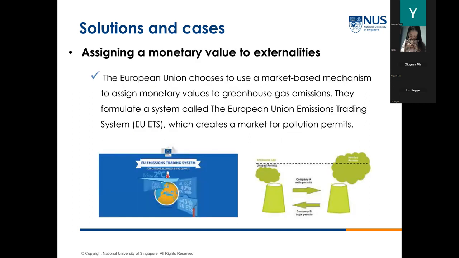When it comes to assigning monetary value, the European Union chooses to use a market-based mechanism to assign monetary values to greenhouse gas emissions. They formulate a system called the European Union Emissions Trading System, EU ETS, which creates a market for pollution permits. The EU ETS covers energy-intensive sectors and sets a cap on the total emissions allowed from these sectors. Companies are required to hold permits for every ton of carbon dioxide they emit, and they can buy or sell permits as needed. The price of permits is determined by supply and demand in the market.